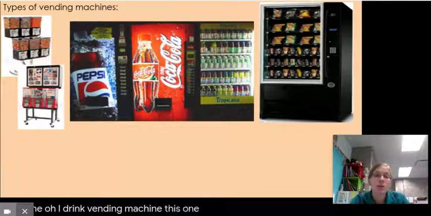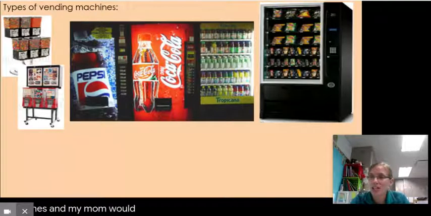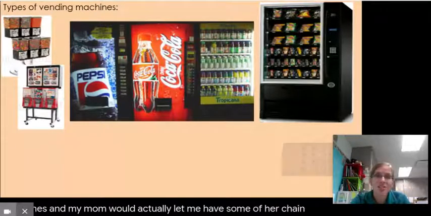This one is cool because it has toys and stickers. When I was growing up, I used to love going to the sticker vending machines when my mom would actually let me have some of her change.